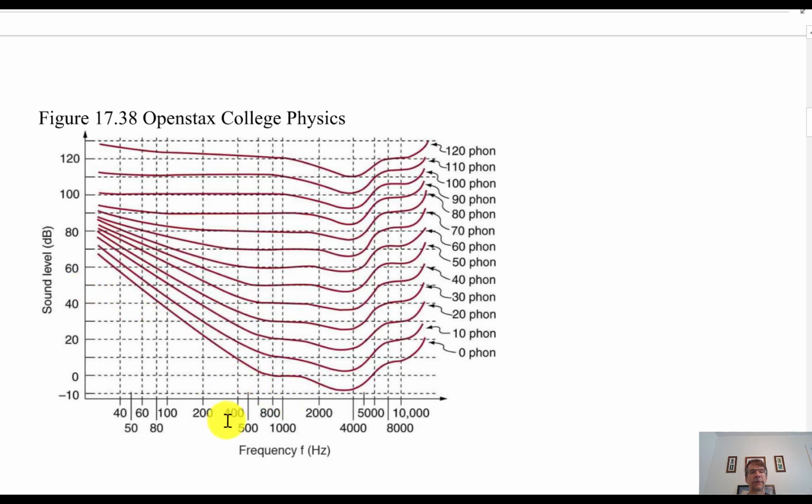So, for example, 200 hertz sounds, you can start hearing those at a certain level. Anything below that, you still can't hear it. 1,000 hertz, okay, you can hear that at 0 decibel levels. So anything below that bottom curve, you can't hear. It's your threshold of hearing.